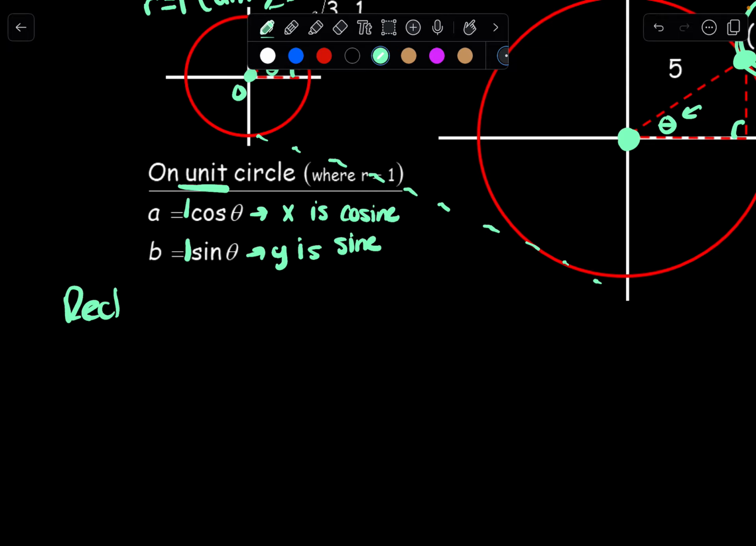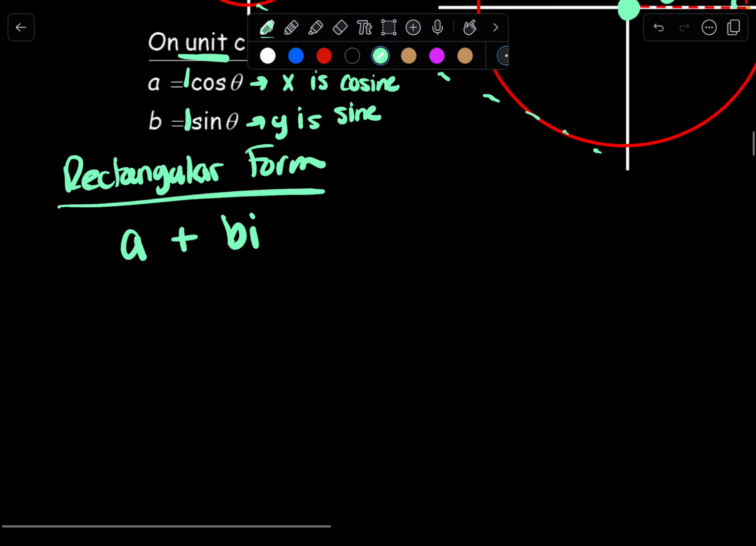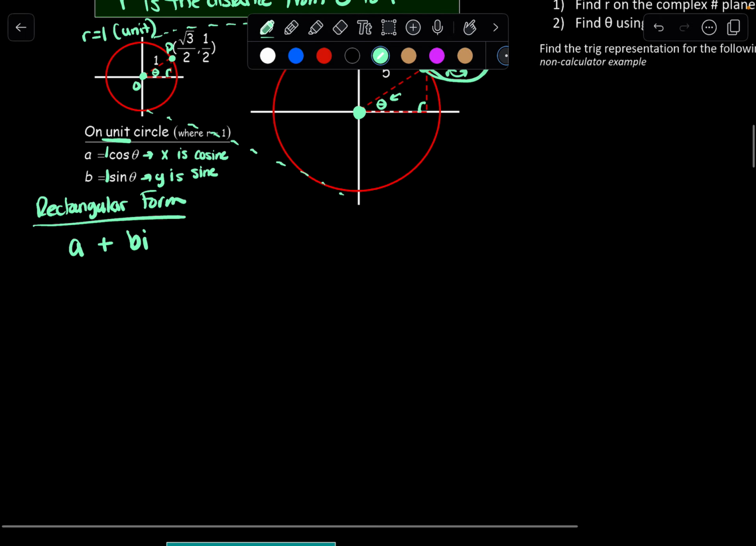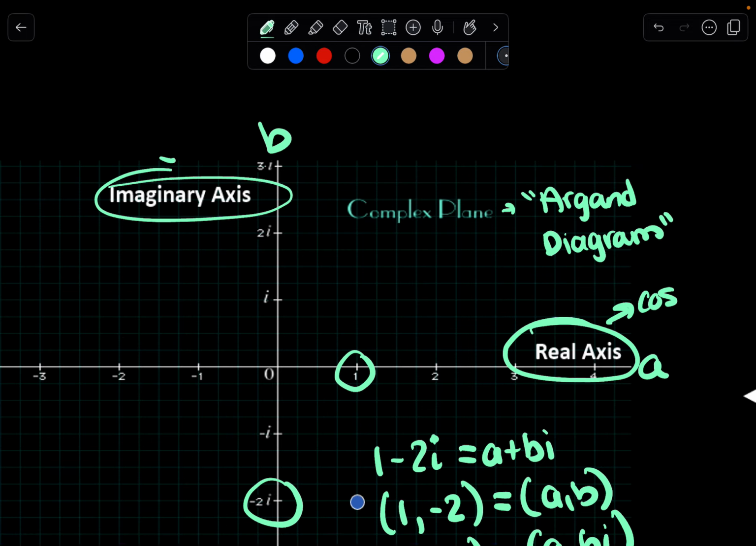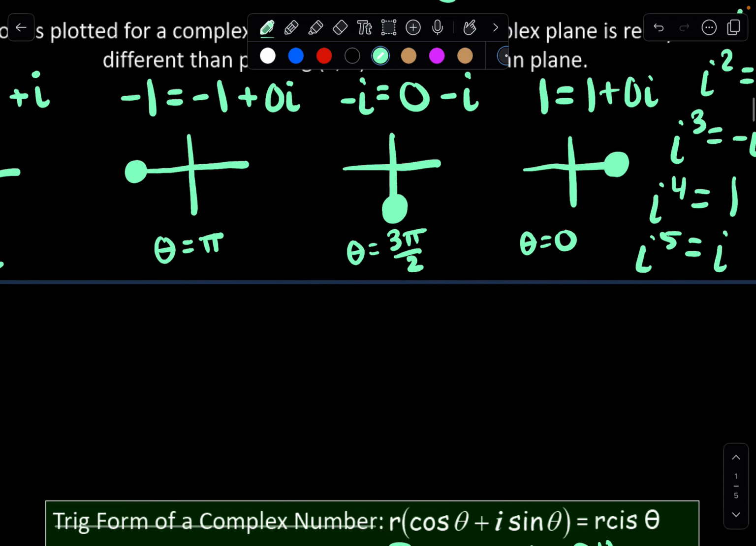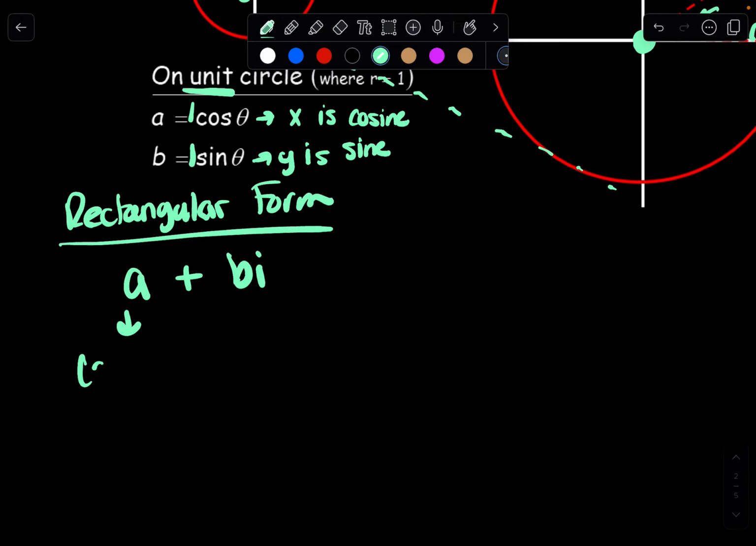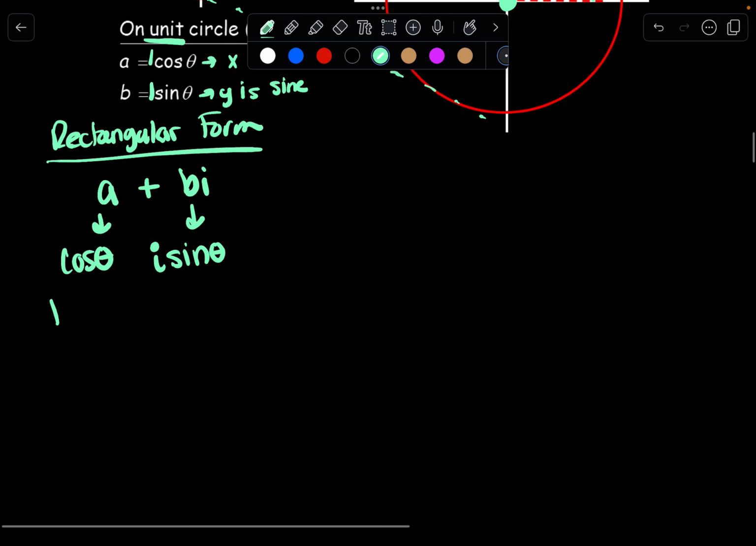So going back to rectangular form, if you think about rectangular form, it is a plus bi. We have our real component, and then we have our imaginary component. And the real component is horizontal, so that means that's going to be your cosine. The imaginary component is vertical, so that will be your sine, okay? So that's why they align here as A will be cosine theta, and then B will be sine theta. And then we will have that imaginary component. And this is your trig form, almost, okay?